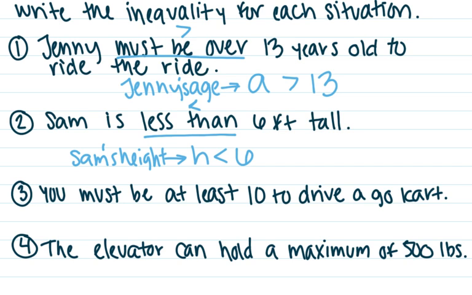For number 3, it says you must be at least 10 to drive a go-kart. So I'm assuming they're talking about age here. So again, I'm going to use A to represent age. And again, this A represents your age. So your age must be at least 10. So our key word to zoom in on is at least.